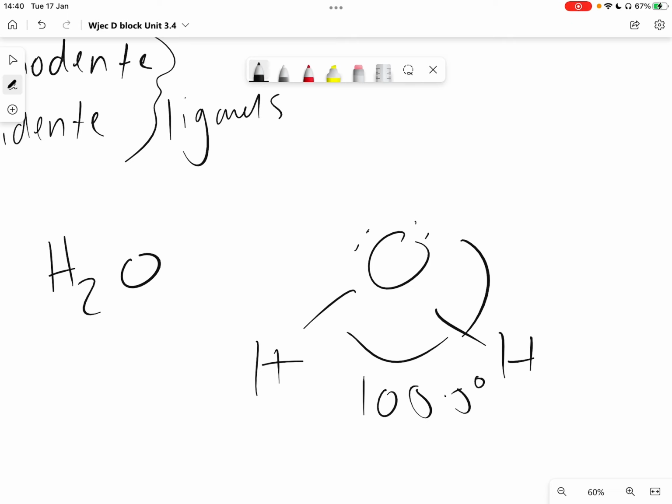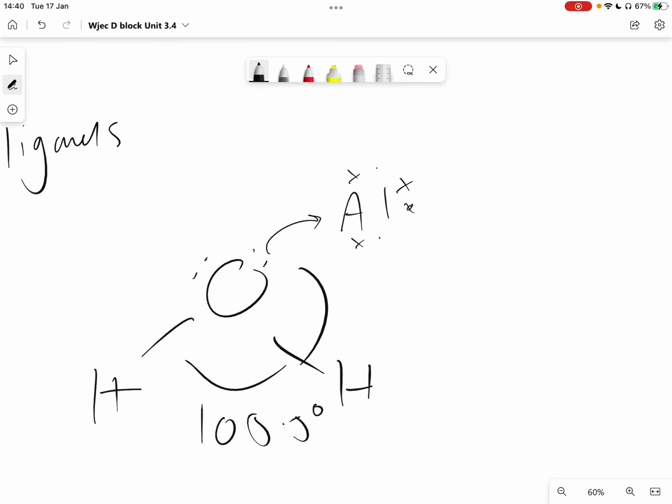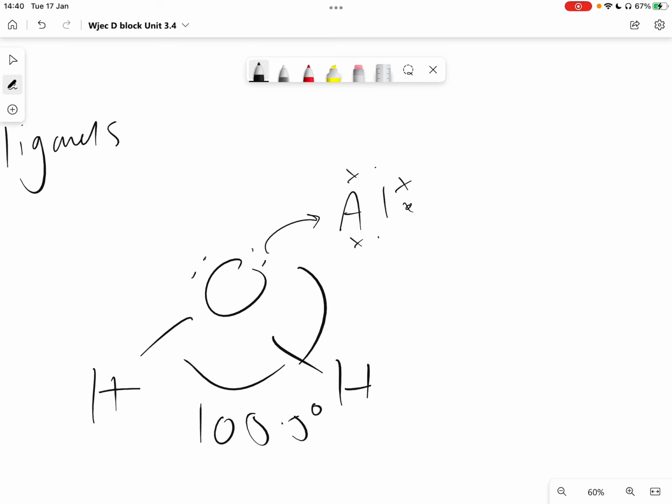Now remember, a coordinate bond is when both electrons come from one atom. So in this case, if we had, for example, Al, we know that has an empty orbital. It can coordinately bond onto that. Now, aluminium isn't a D-block element, but it's the first thing that sprung to mind.